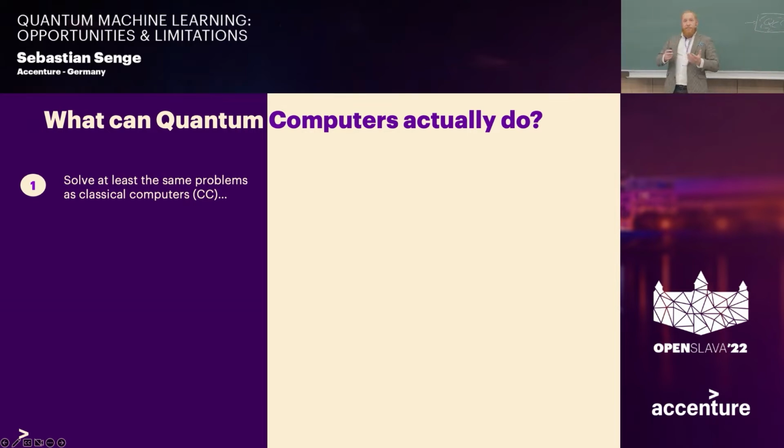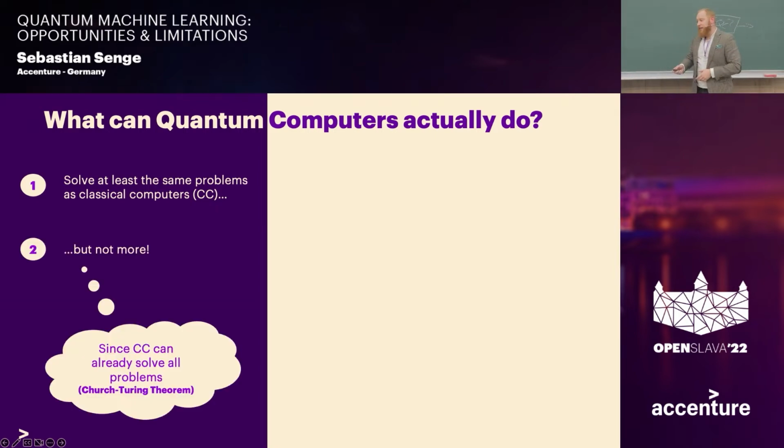So the first statement here is that quantum computers solve at least the same problems as classical computers. That basically means that quantum computers are an extension of classical computers. But this is somehow trivial, right? The more interesting question is, can quantum computers solve anything more than classical computers? And the answer is, unfortunately, no.